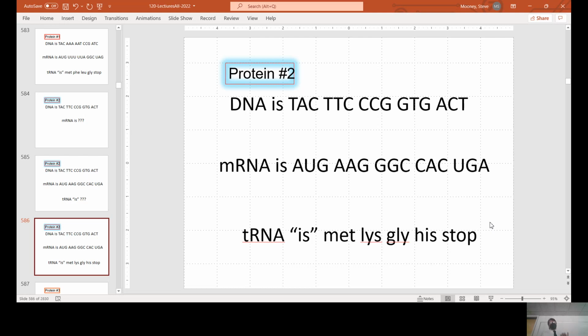And I came up with methionine, lysine, glycine, histidine, and then a stop.